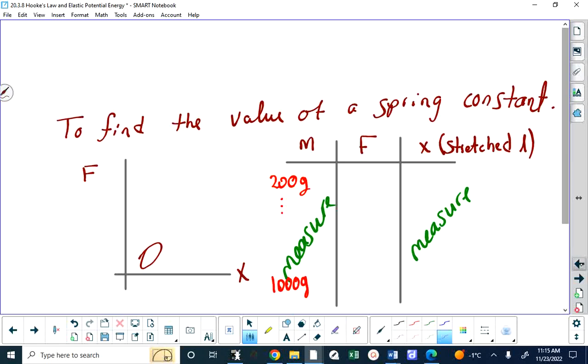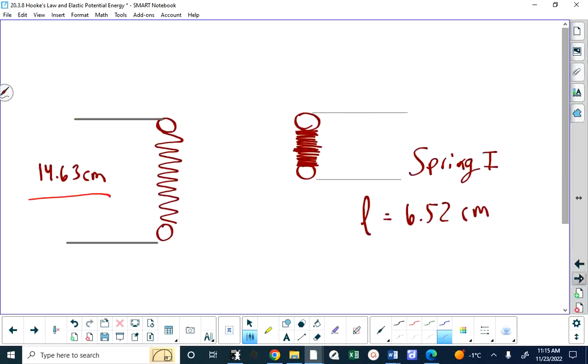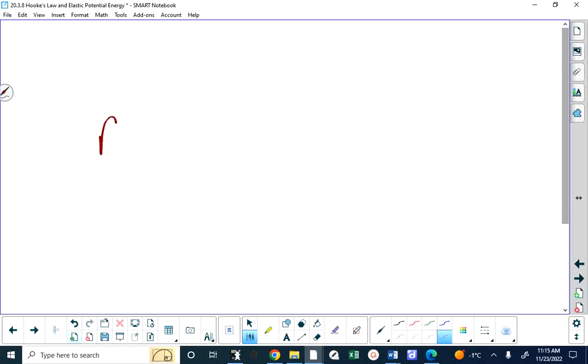Does anybody have any questions about collecting the data? All right, so the analysis, what I want is a paper graph. You'll be given a sheet of graph paper, and each person submits their own work. So you're going to scale the vertical axis so you have your forces.